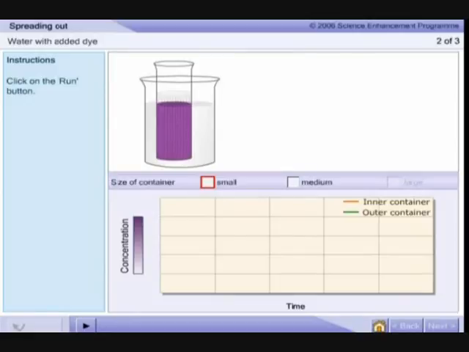Let me explain what we've got here. We've got two beakers, one inside the other. We've got a smaller beaker with a dye in it and an outer beaker with water in it. And there's a mesh between the two. And what I can do is let the two dyes mix. So let's have a look at this first of all.